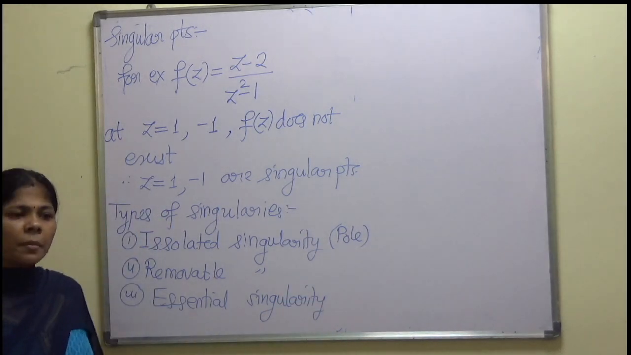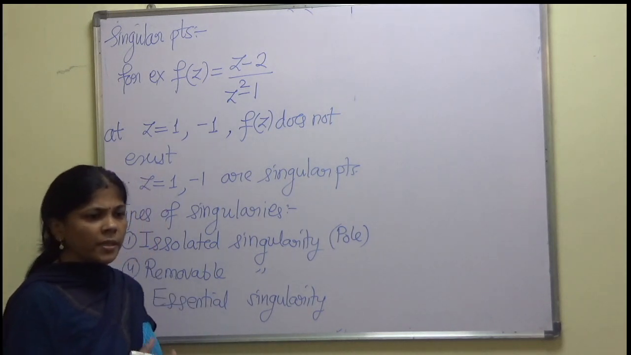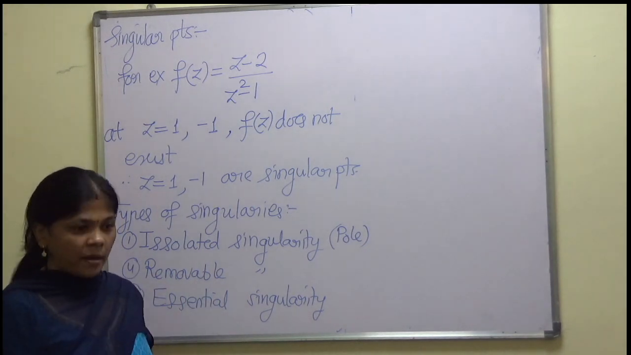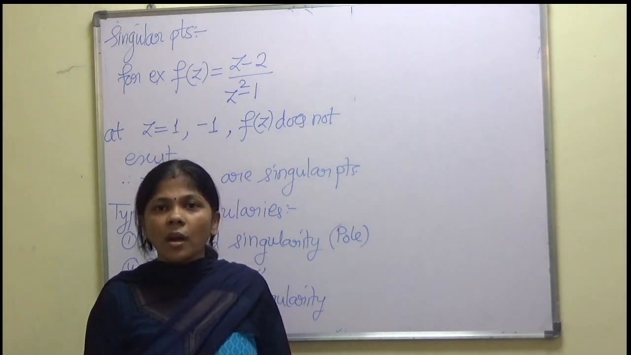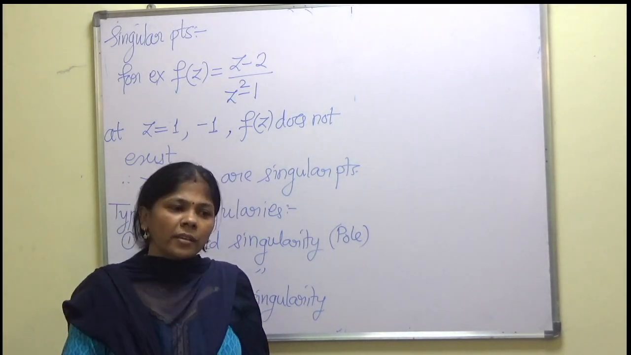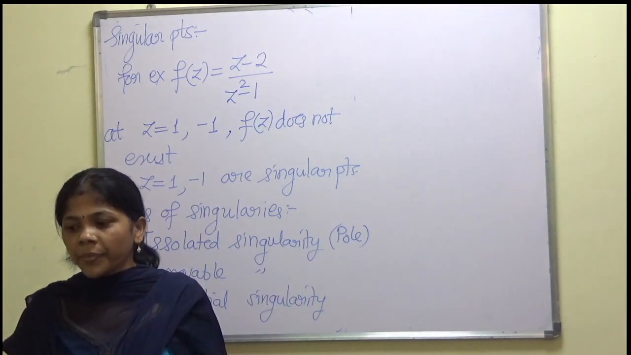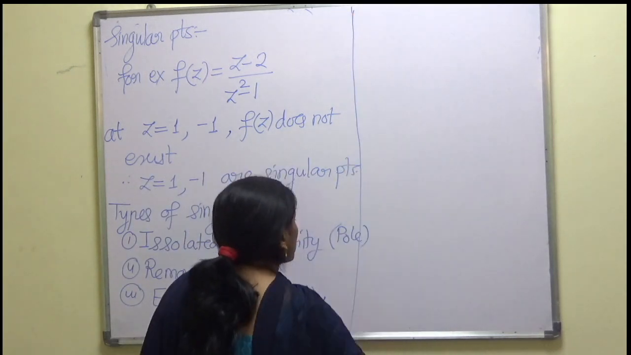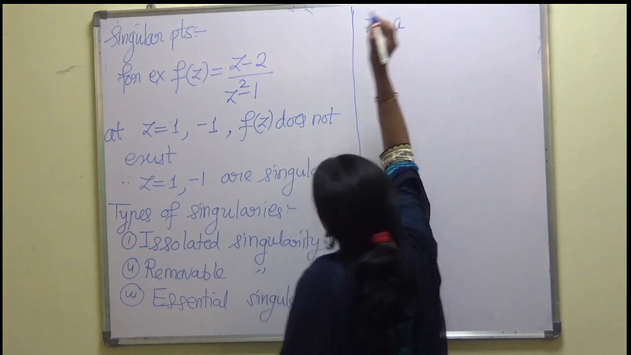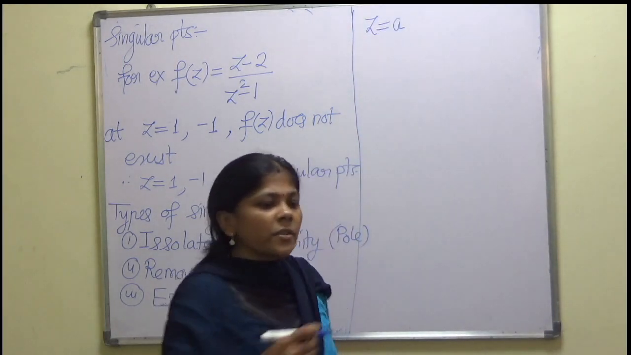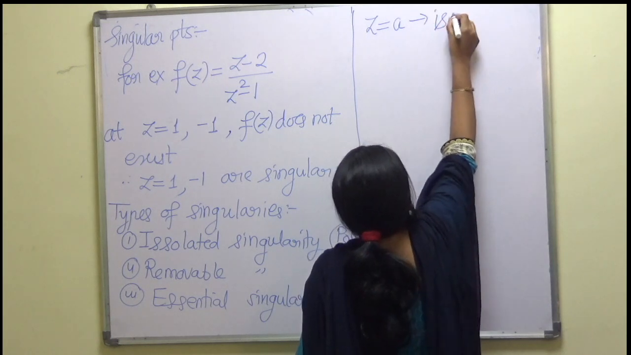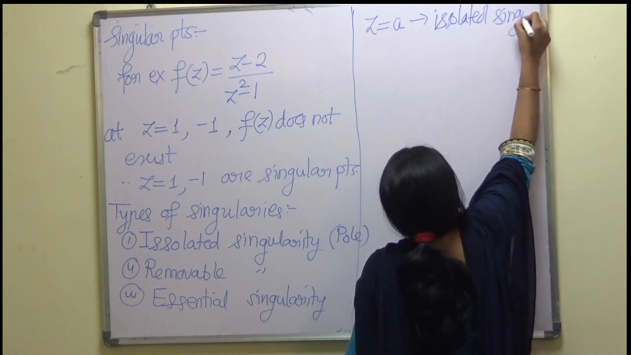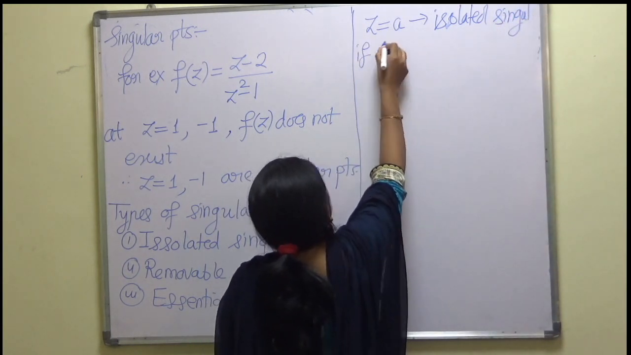Now, the name itself gives you some hint. What does isolated mean? Isolated means which is alone, no one is there in its neighborhood. So what is meant by isolated singularity? Any point, say z equal to a, is called an isolated singularity if it satisfies some conditions.